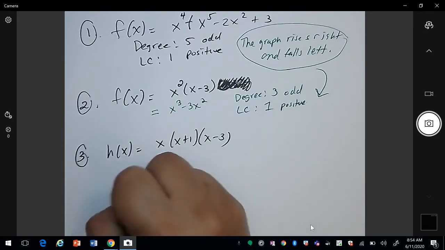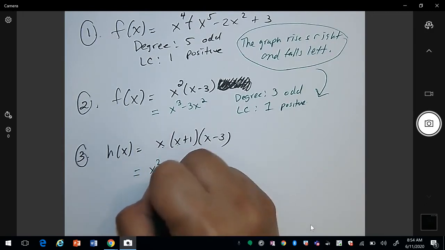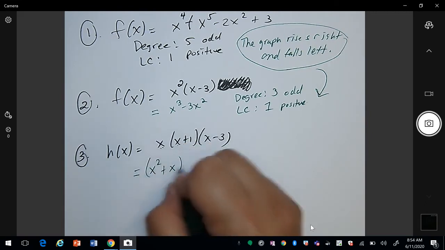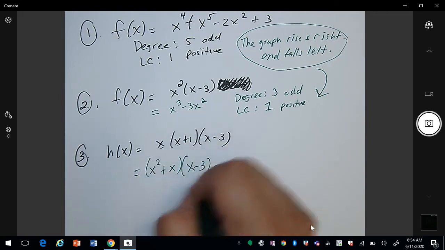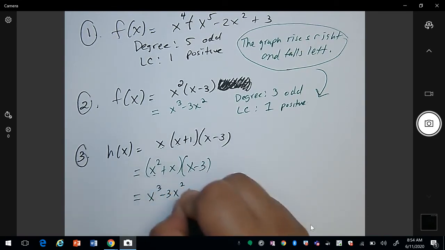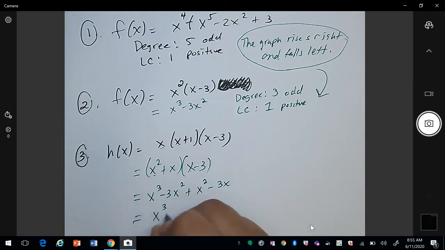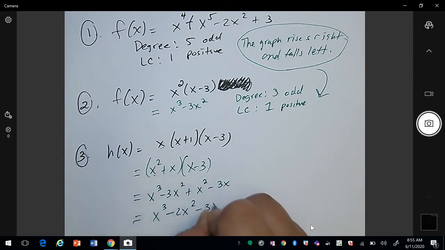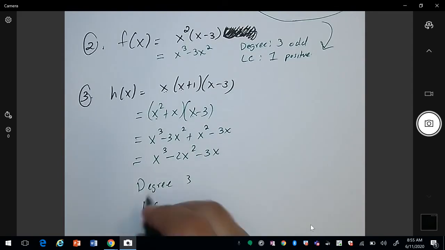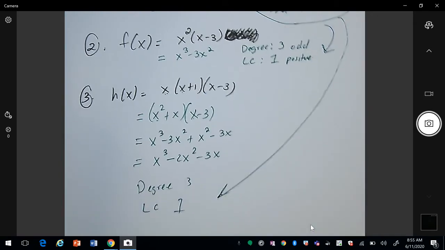And then the last one here, we have x times x is x squared plus x times x minus 3. X squared times x is x cubed minus 3x squared plus x squared minus 3x. Gather your like terms. So you can see here the degree is still 3 and leading coefficient is positive 1. So again, same behavior as this one here.